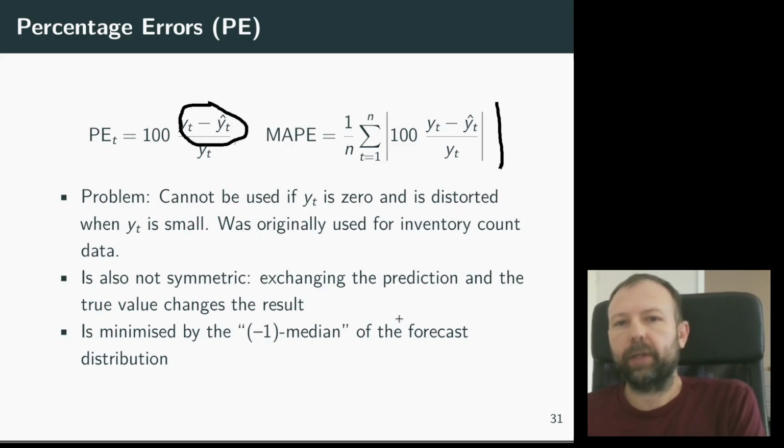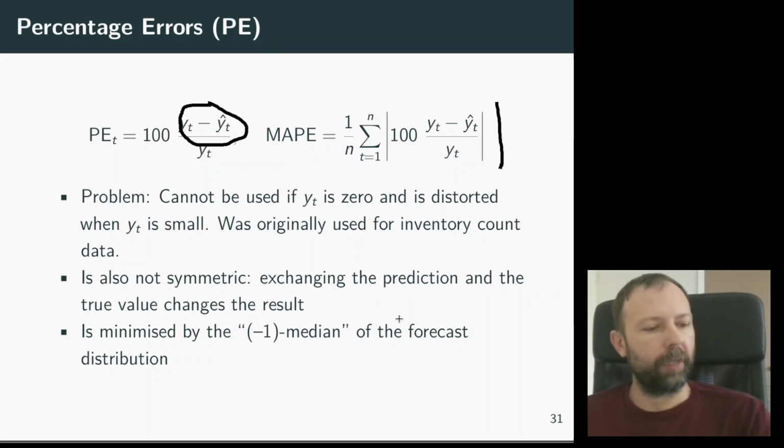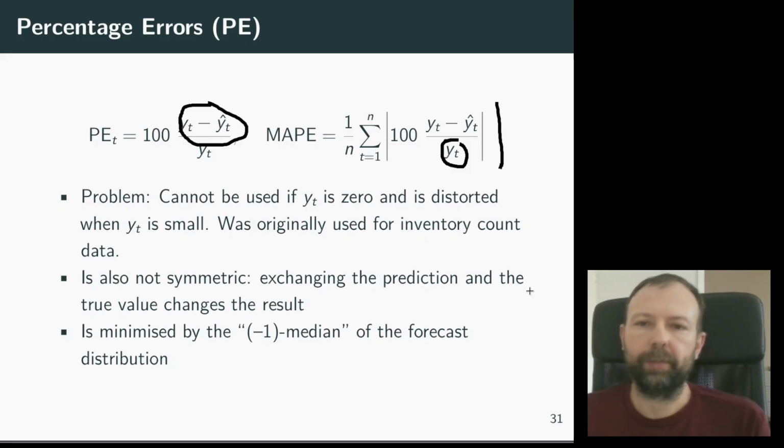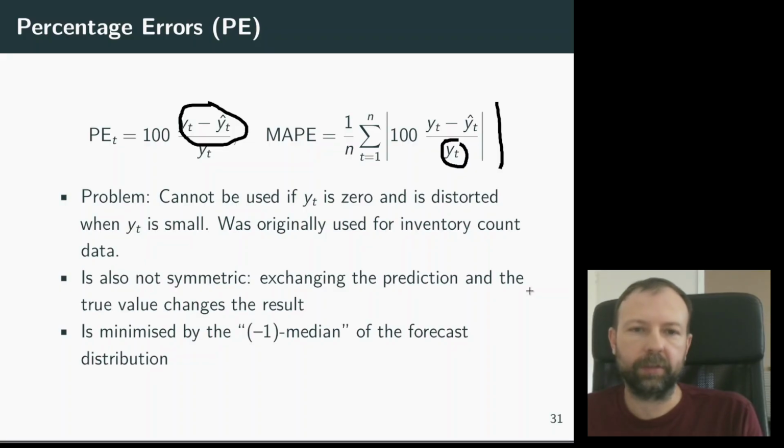And yeah, the MAPE has been a very standard measure. It still is a standard measure, but it's not very good. And we're going to talk about that now, why that is. So the first problem is it cannot be used if y is 0, because then we divide here by 0. And it is quite distorted if the yt is small. And it was originally used for inventory count data, so these numbers were never small or 0. So that's why that was not so much of a problem.